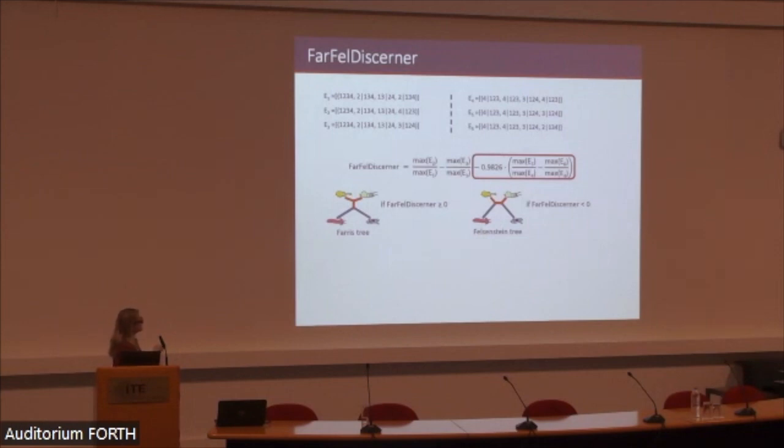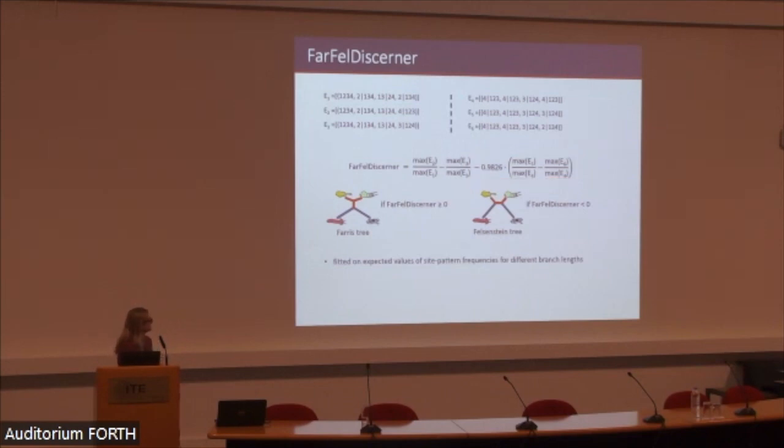And the 09826 was actually fitted on the expected side pattern frequencies of Ferris and Felsenstein trees with different branch lengths in such a way that we didn't want to correct Ferris trees in the wrong direction, but we wanted to aid the wrong value for the Felsenstein trees.